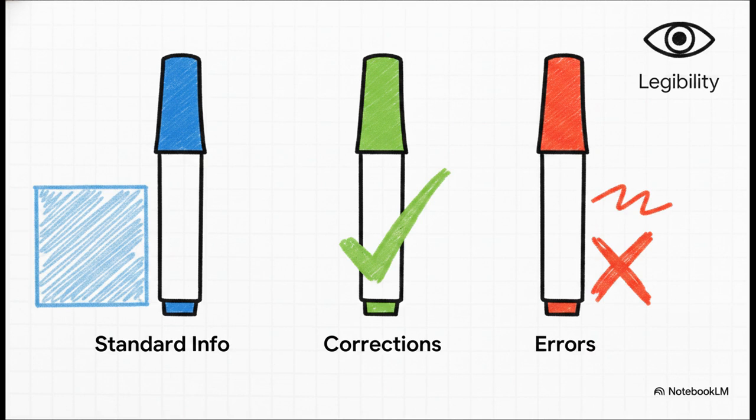But let's talk about color coding, because this is huge. One color equals one specific function. Reserve red specifically for errors, green for corrections, and stick to blue or black for your standard info. Limiting yourself to 2 or 3 colors acts like this subconscious guide for their attention. And please, whatever you do, don't write your main text in red.